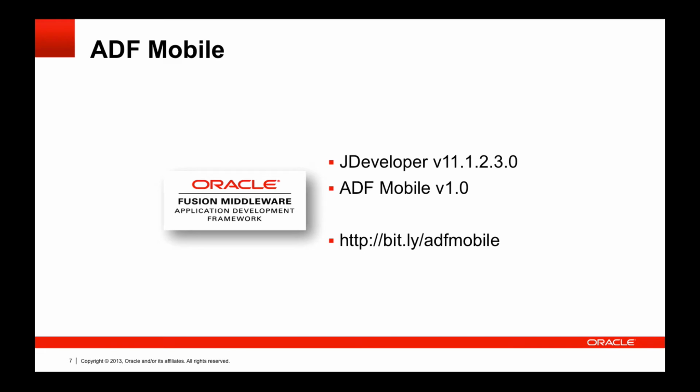Before we undertake this deep dive into email services, I need to highlight the fact that this presentation was published with ADF Mobile version 1, which was the current release, specifically for JDeveloper 11.1.2.3.0. By the time you view this presentation, there may be later releases of ADF Mobile that may have resulted in changes to some of the content that I'm going to discuss today, in particular the APIs. Please take time to consult the latest ADF Mobile documentation via the bit.ly link to ensure that you have the latest information at hand.